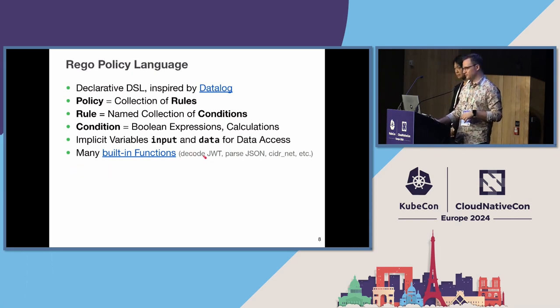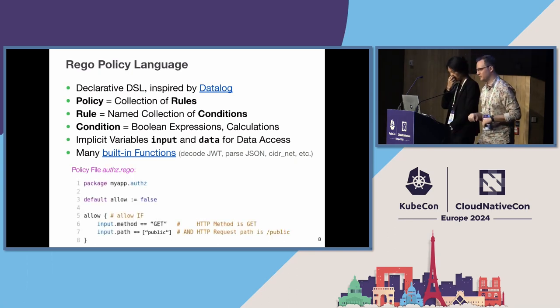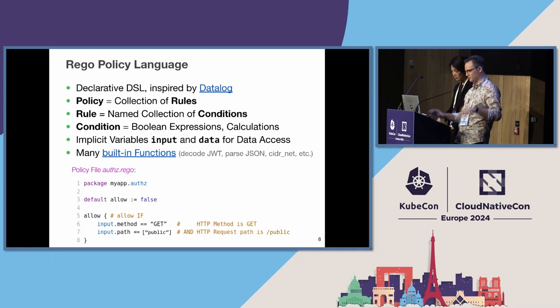There are also many built-in functions, for instance, to decode a JWT or parse JSON, or even check whether an IP address is in a certain CIDR range. Just to give you a brief impression of how such a policy looks.